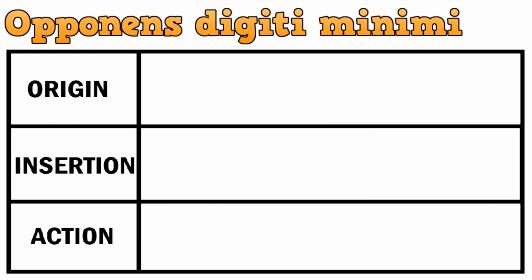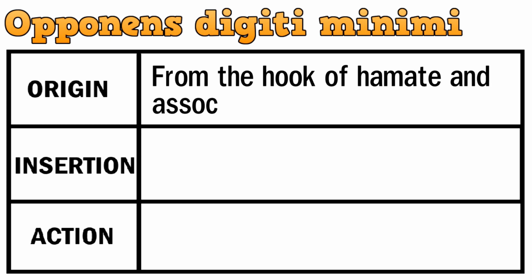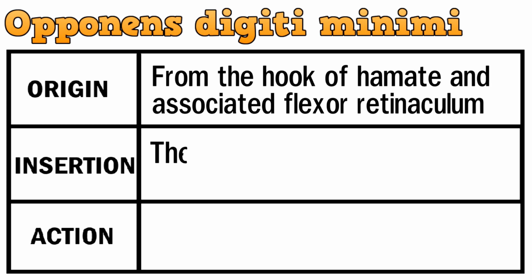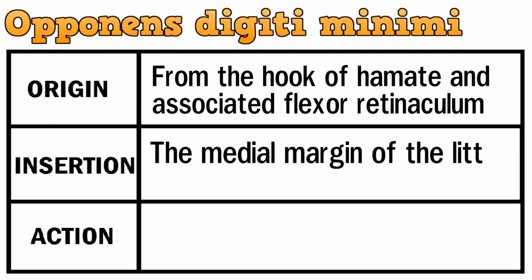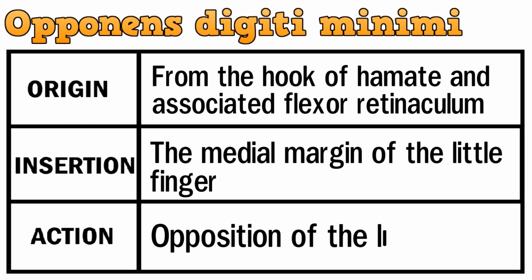Last hypothenar muscle is the opponens digiti minimi. This muscle also originates from the hook of hamate and the adjacent flexor retinaculum and gets inserted to the medial margin of the little finger. As the name suggests, the action of this muscle is opposition of the little finger.